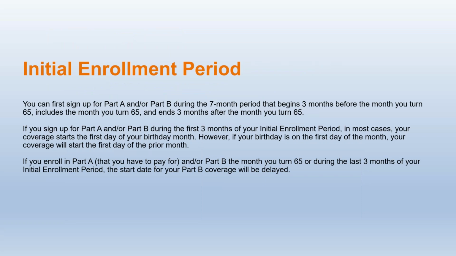The initial enrollment period. You can sign up for Part A and or B during the 7-month period that begins 3 months before the month you turn 65, includes the month you turn 65, and ends 3 months after the month you turn 65. If you sign up for Part A and B during the first 3 months of your initial enrollment, your coverage will start on the first date of your birthday month.